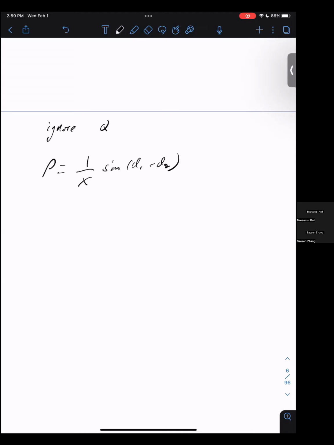But still you have a sine term, and sine terms are not very nice to work with. So what's the approximation here? What's a classical approximation of sine? Sine x equals x. You have the Taylor expansion of sine: x minus x cubed over 3, this kind of thing. So you're going to assume that sine x is roughly x for x small. So P is roughly theta 1 minus theta 2 over x.